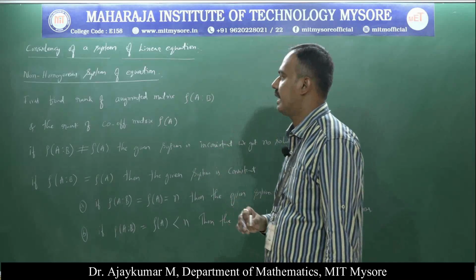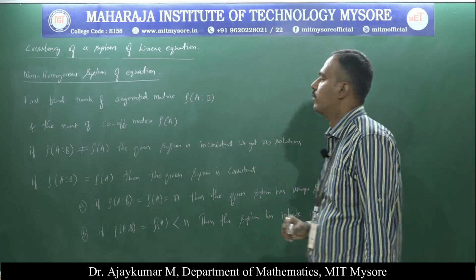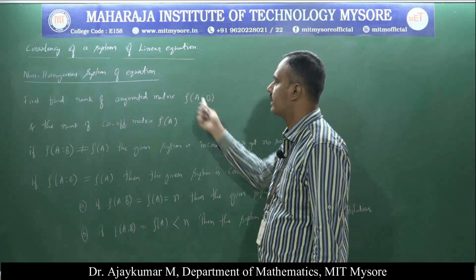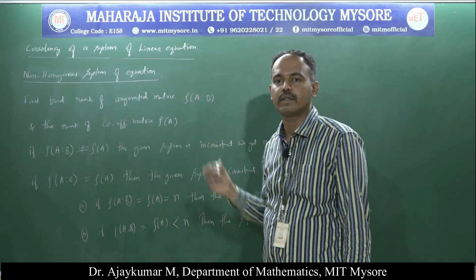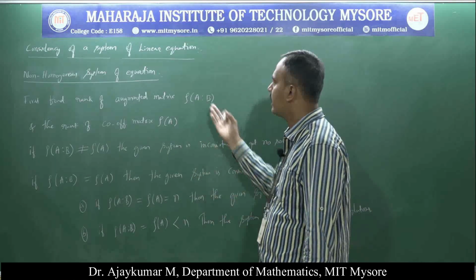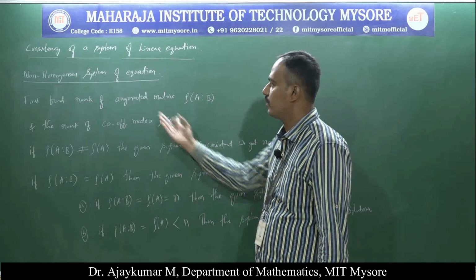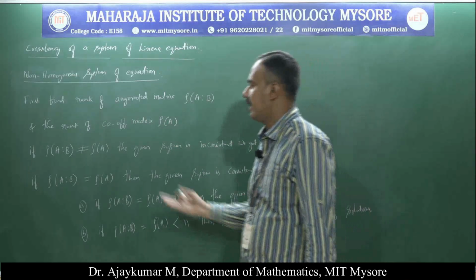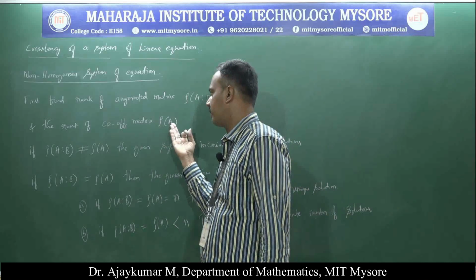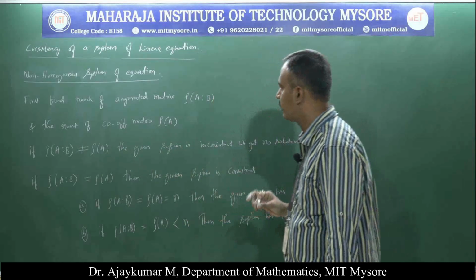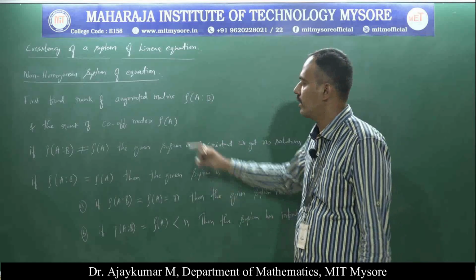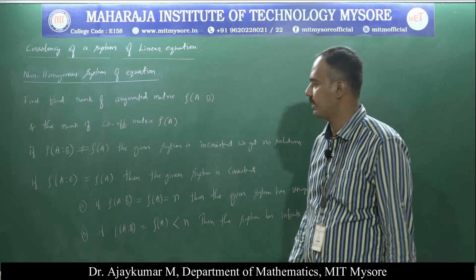First find the rank of the augmented matrix. The augmented matrix means that, for the coefficient matrix, we specify the coefficient elements, but along with the constants it is considered the augmented matrix. And then the rank of the coefficient matrix A. First we have to find the rank of the augmented matrix and also the rank of the coefficient matrix.